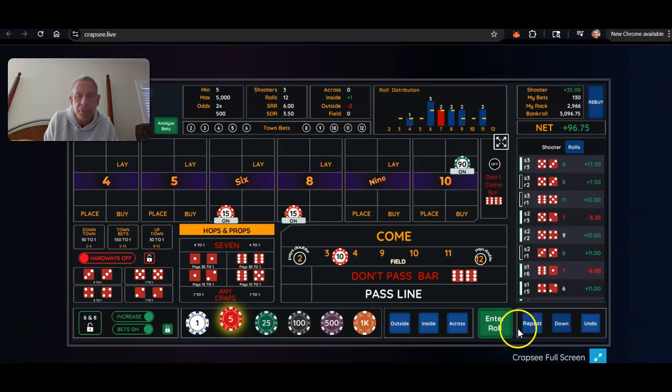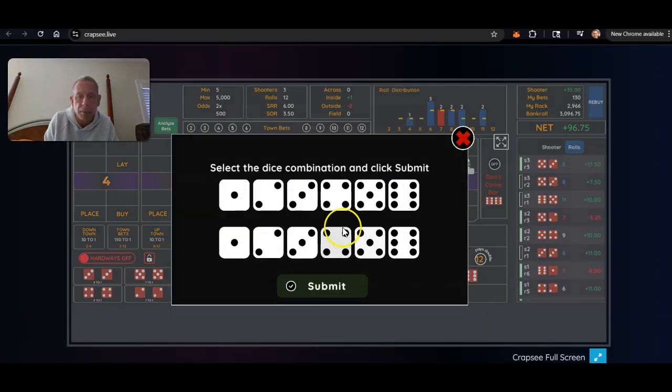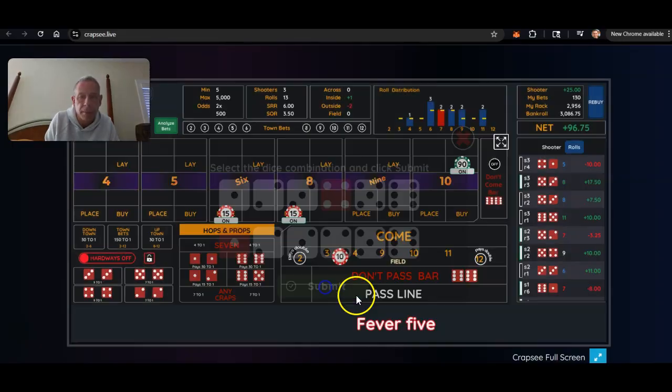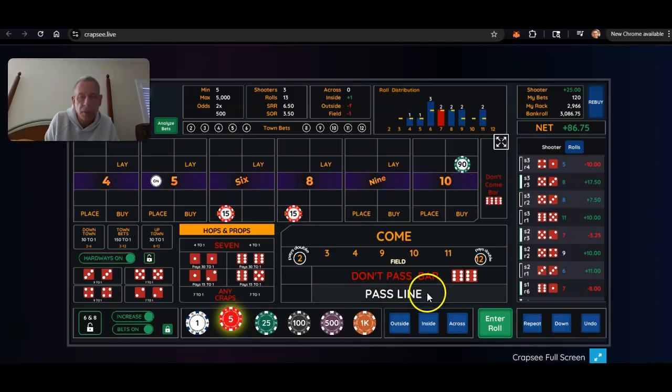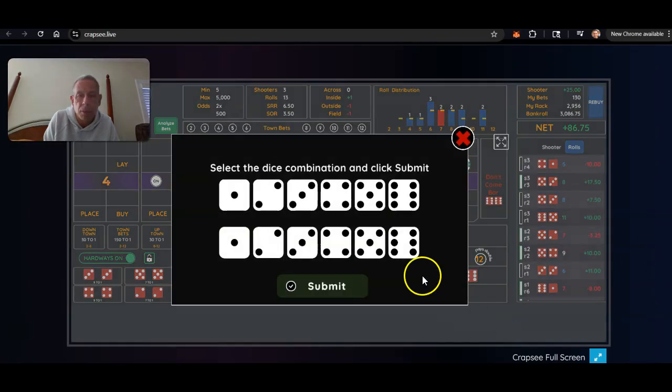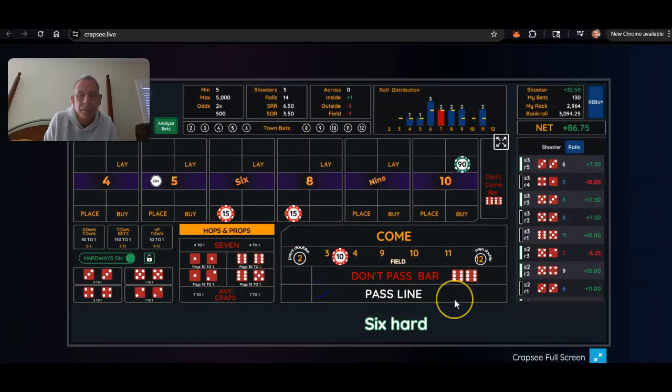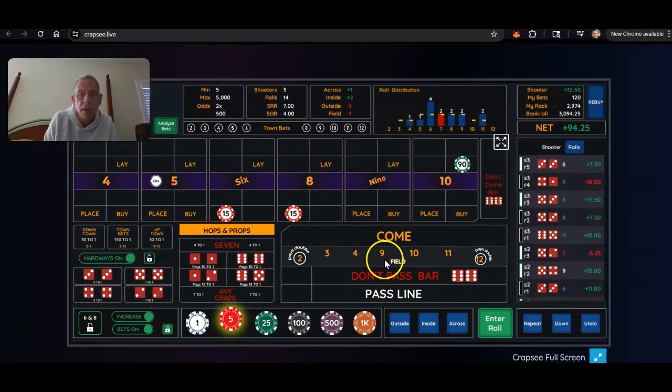4 and 1 is a 5. So we're going to lose the field bet, which I have to remember to put back on. 5. Okay. That's fine. And we're good to go. 3 and 3, 6. This is a good one because we're going to be able to reduce again. 6 hard. All right. We lost this. We have to replace it.